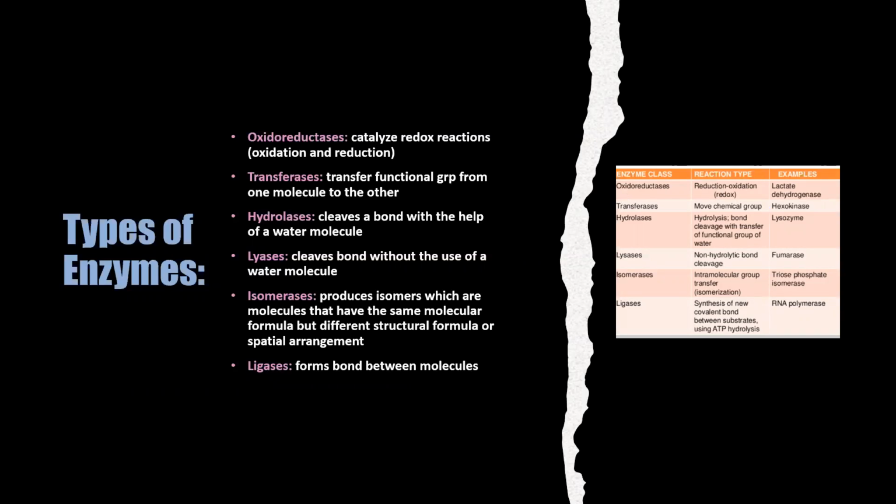It produces constitutional isomers and stereoisomers. Constitutional isomers are isomers that have the same molecular formula but different structural formula, and stereoisomers have different spatial arrangement, different arrangement in space. The last type of enzyme which we have is ligases. Ligase enzymes form bonds between molecules. So ligases are used in anabolic reactions, whereas hydrolases and lyases are most likely seen in catabolic reactions.